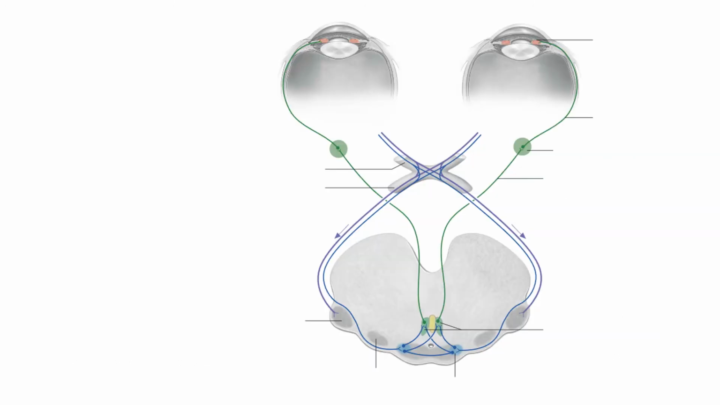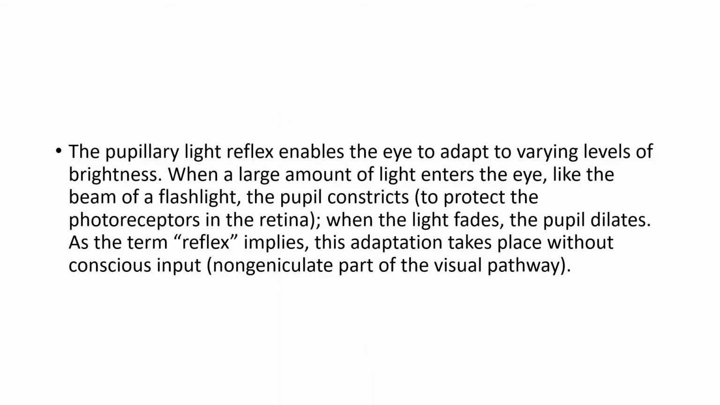And there's a little picture there for you. Kind of test your memory. Pupillary light reflex enables the eye to adapt to varying levels of brightness. When a large amount of light enters the eye, like the beam of a flashlight, the pupil constricts to protect the photoreceptors in the retina. When the light fades, the pupil dilates. As the term reflex applies, this adaptation takes place without conscious input from our brains.